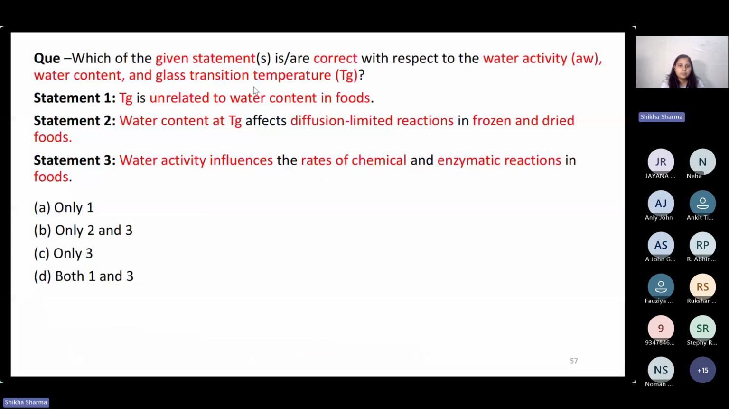Next, we have the given statements. We need to tell which one is correct with respect to water activity, water content, and glass transition temperature. Statement 1 says that Tg is unrelated to water content in foods. Second, water content at Tg affects diffusion-limited reactions in frozen and dried foods. Third, water activity influences the rate of chemical and enzymatic reactions in foods.